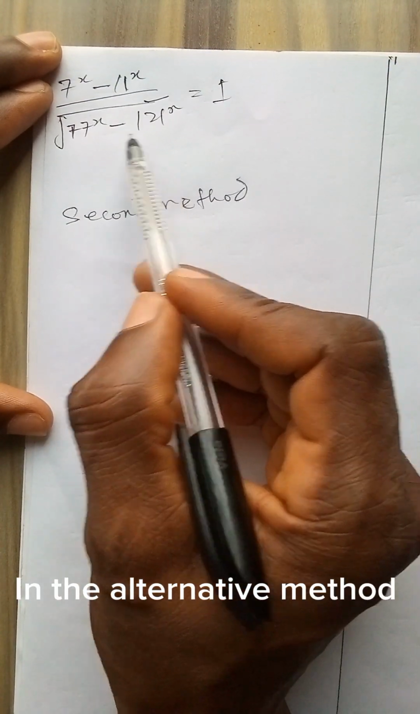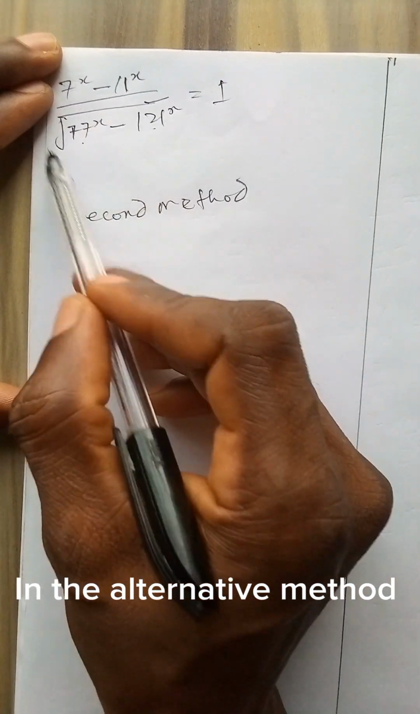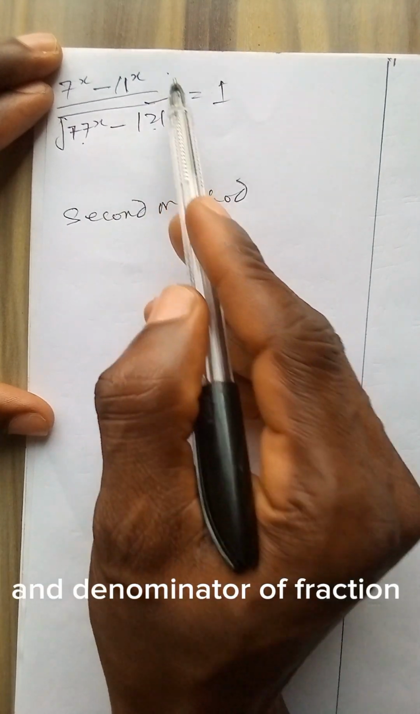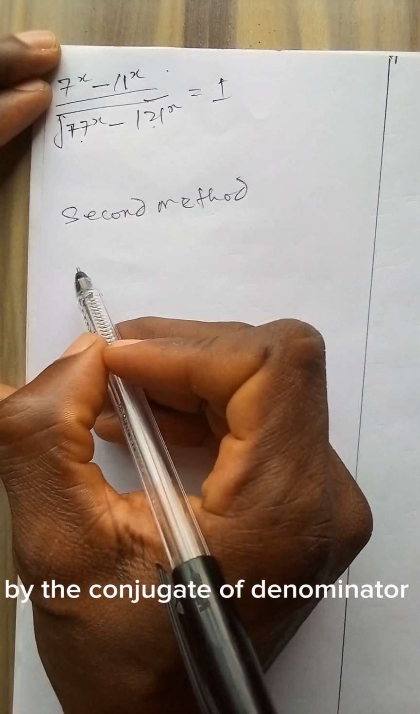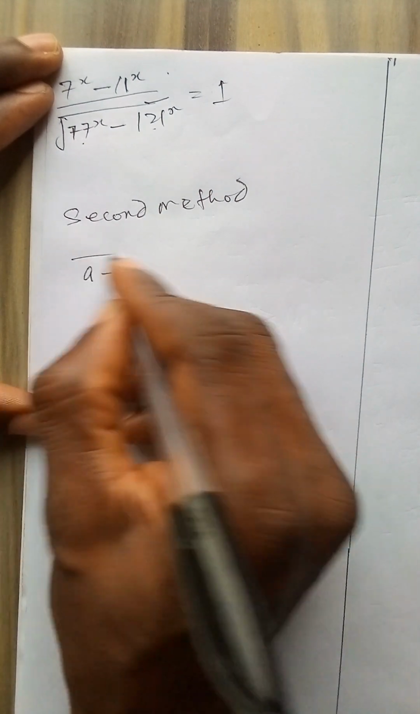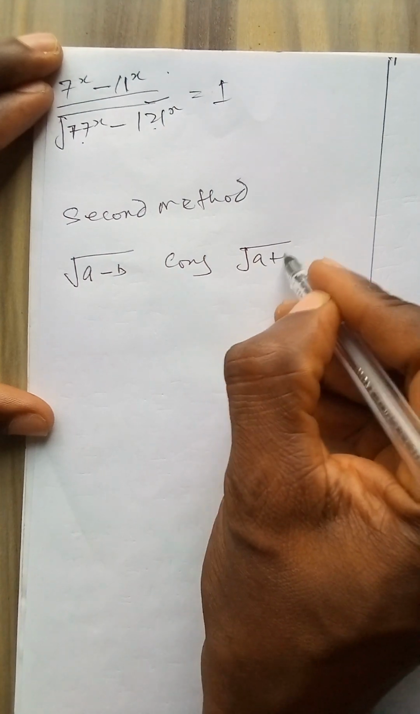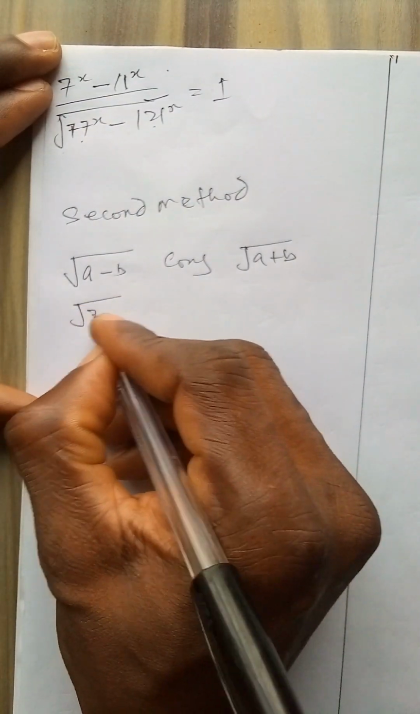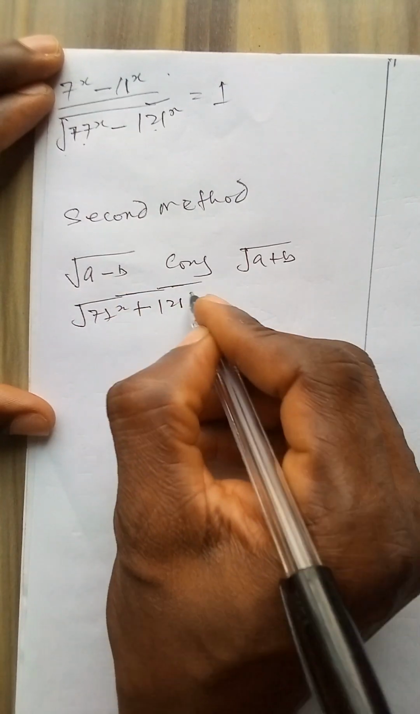That is, we don't know that this quantity is greater than this quantity, and so we think this is a complex number. We are going to multiply the numerator and denominator by the conjugate of the denominator. But what is the conjugate of the denominator? If I have a minus b as a square root, the conjugate will be a plus b. So the conjugate of this is 77 to power x plus 121 to power x.